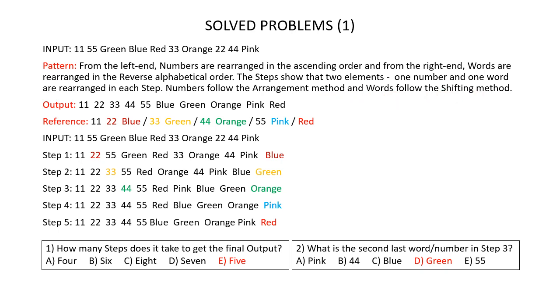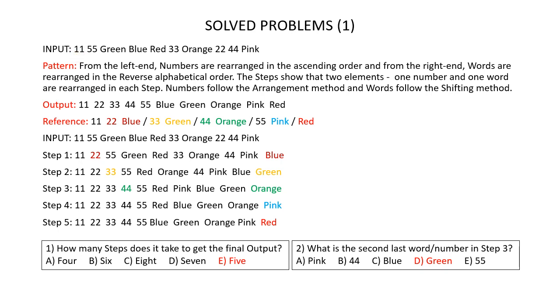So in the reference, the numbers have to be considered in the order 11 to 55 of the output, and words have to be considered in the order blue to red from the output. So the first number in the reference would be 11. But as you can see in the input, 11 is already in the first position at the left end. That is, 11 is already auto arranged in the input.